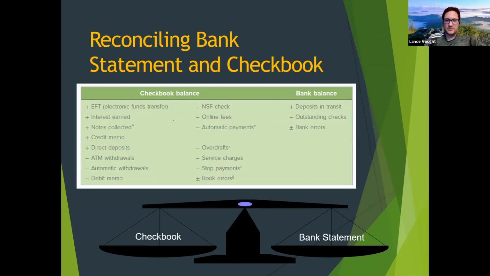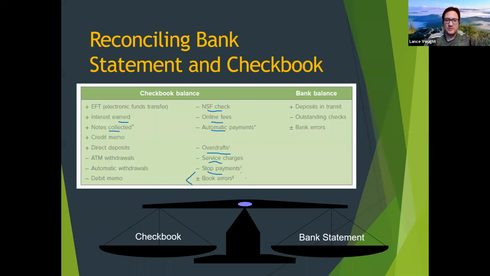EFTs or transfers of funds, interest, notes collected. So anything with a plus is a credit, anything with a minus is a debit. NSF means non-sufficient funds, online fees, automatic payments, overdraft, service charges, stop payments.